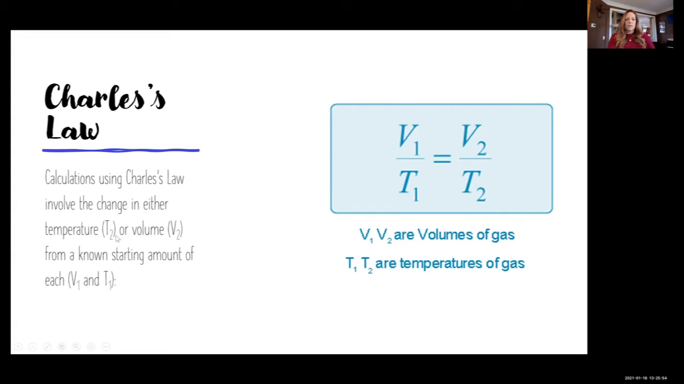So T2 and V2 would be your changes. They would show up over here, right? And then your starting amount that you already know would be T1, V1, and they're over here. So this is your starting point. And then this is your ending point, which shows that you had one volume at the beginning, one volume at the end, one temperature at the beginning, one temperature at the end.